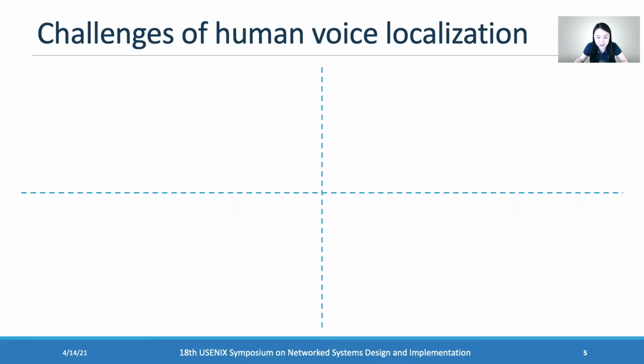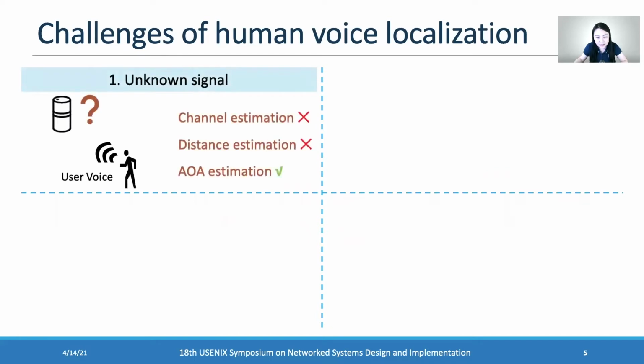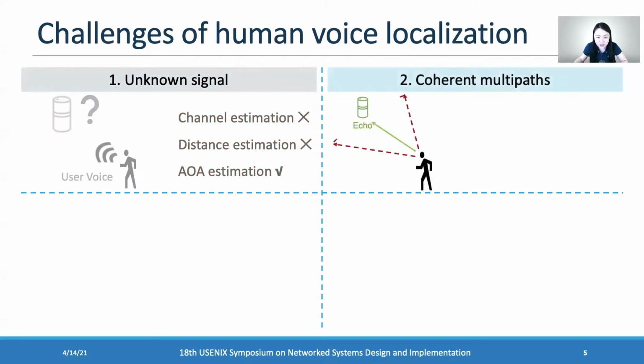However, this raises many challenges. First, the user's voice is unknown to the smart speaker. Without knowing the transmitted signal, we cannot apply traditional approaches like channel estimation or distance estimation. So our solution is to estimate multiple angle variables. The second challenge is that the multipath signals are coherent. Coherence will cause low accuracy and merged estimation results.